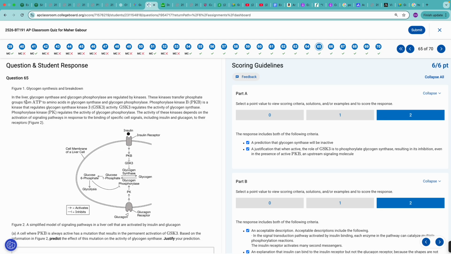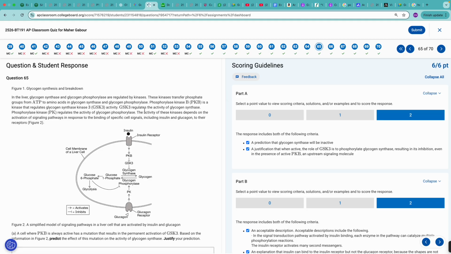So in the liver, glycogen synthase and glycogen phosphorylase are regulated by kinases. So this is regulated by this and this. Now, these kinases transfer phosphate groups from ATP to the amino acids in glycogen synthase and glycogen phosphorylase. So these are transferring phosphate groups from the ATP molecules to these two.